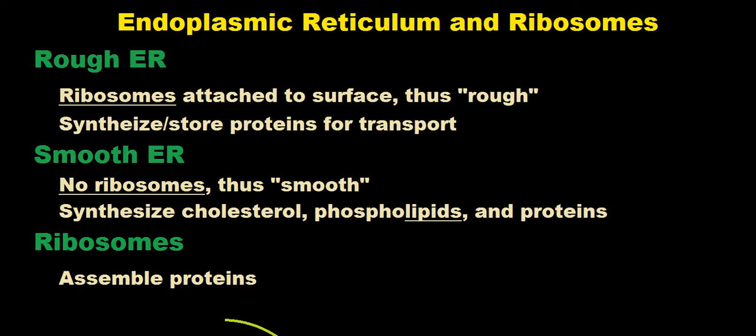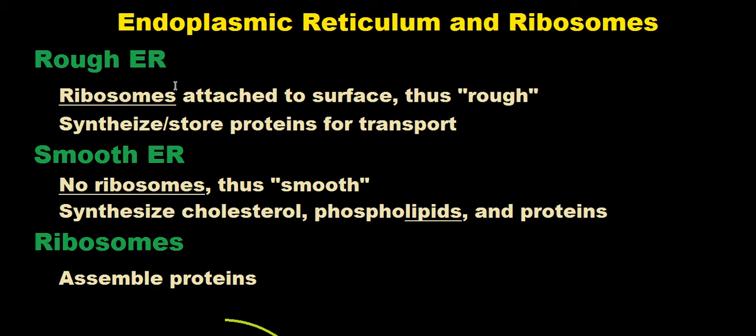With protein processing and secretion, let's first talk about the endoplasmic reticulum and ribosomes. There are two types of endoplasmic reticulum. One is the rough endoplasmic reticulum, and the other is the smooth endoplasmic reticulum. Now, the easiest way to differentiate these two is by whether or not they have ribosomes attached to them.